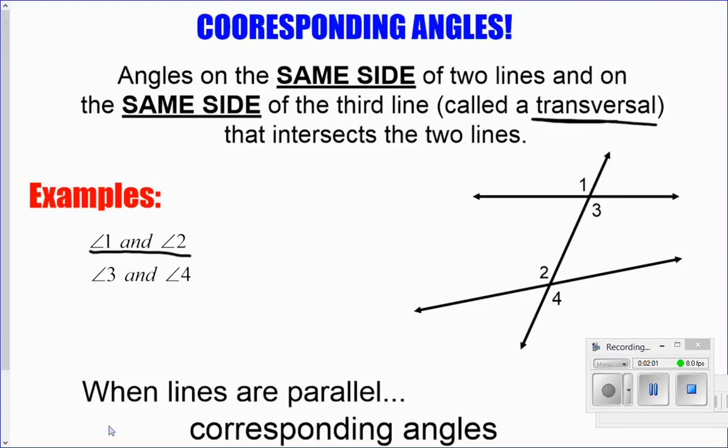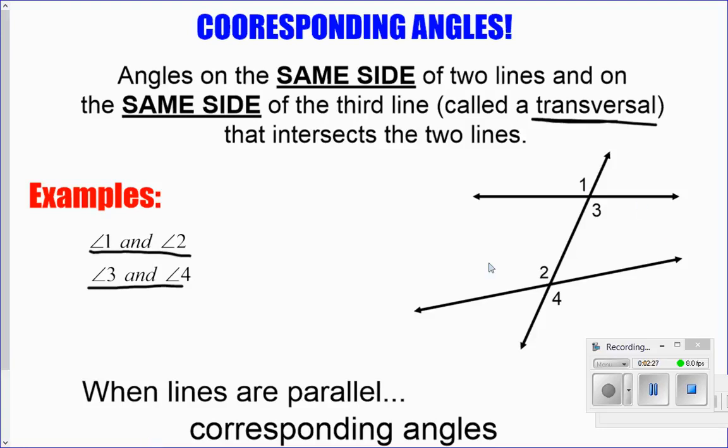So I could do that with any pair of angles that are in the same spot where the transversal intersects with the line. So the ones that are marked 3 and 4, they're also corresponding because they're both in the lower right spot where the transversal intersects with the line. So angles 3 and 4 are also considered corresponding angles.